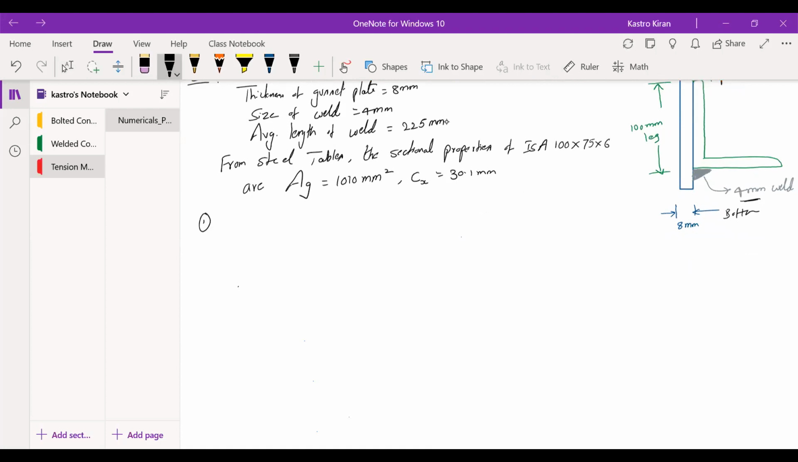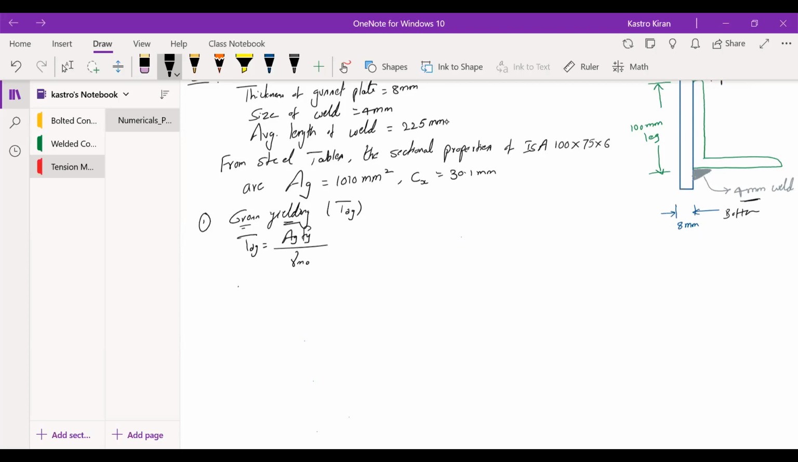So the first thing which you are going to find out is gross section yielding, or design strength due to gross yielding. You keep the same heading, that is design strength due to gross yielding, which is given as TDG. You know the clause number to refer for the gross yielding also. So TDG is given as Ag into Fy by gamma m naught. This is the formula for TDG.